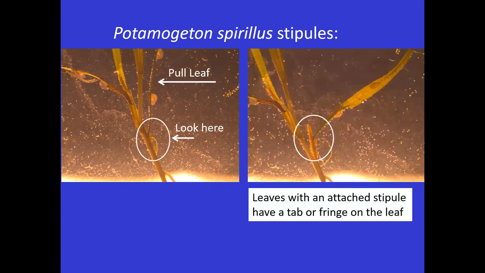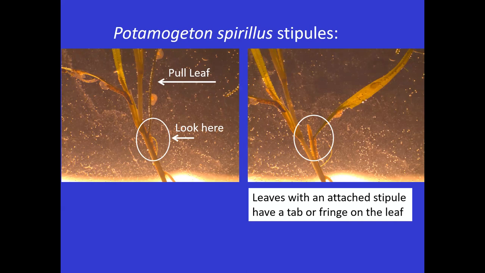Next. Another example is Potamogeton spirillus. Next. That plant also has leaves and the stipule is inconspicuous until you tug on the leaf. Next. So you can pull the leaf and look where it says look here. And you do that and you can see the leaf has been pulled away from the stem now. And that little fringy bit that's sticking up, that is the attached stipule with the little fringe on top. So Potamogeton spirillus is one of those that has that attached stipule.